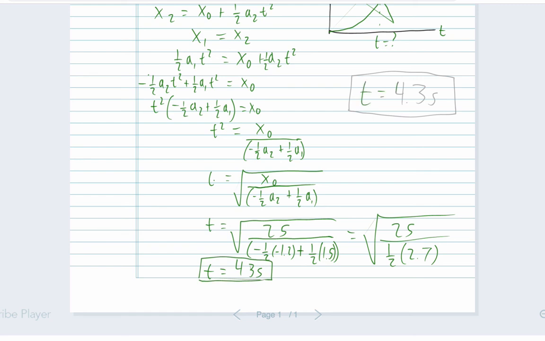I'll write it up here again in case I got too low on the paper. There you go, t equals 4.3 seconds. That sounds about right. So it'll take about 4 seconds for you and your friend to meet up and do your super ultra high five. Hopefully that makes sense, and thank you for listening.